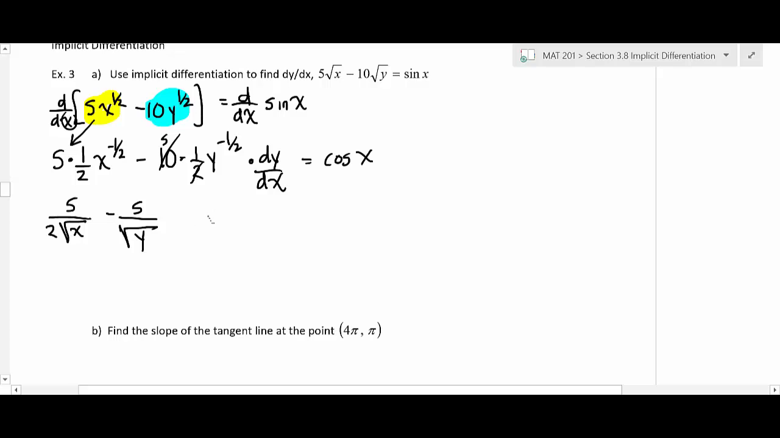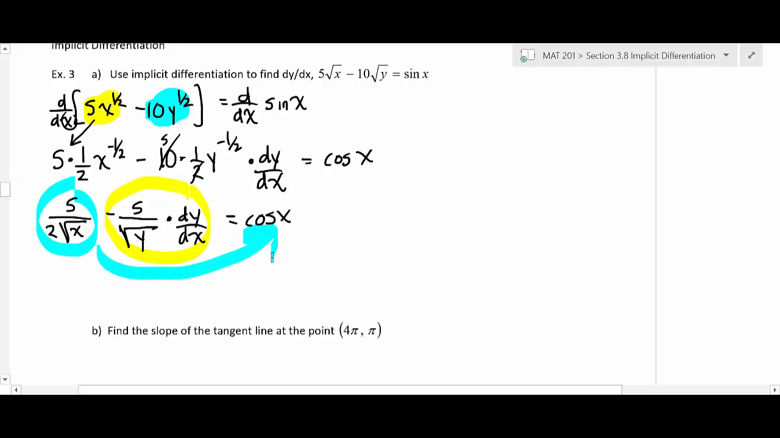Okay, and then what I have is that's times dy over dx, and that's equal to the cosine of x like that. All right. So what we need to do on this, and you'll get some kind of messy looking answers, is whatever has dy over dx, leave it alone. Don't move that. What you want to do is take this whole thing and move it to the other side.